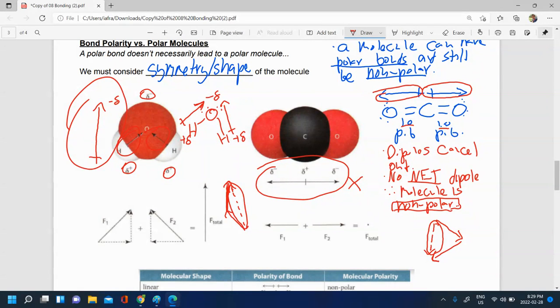Now, we won't always have to draw vectors out like that every single time because it's not always as simple. We also have 3D shapes that make it more difficult to draw vectors out. So we just need to become familiar with what shape is considered symmetrical, where cancellation will happen, and what shape is not symmetrical, where cancellation won't happen. So again, the idea is if you have a symmetrical shape, vectors will cancel out and you'll have nonpolar. If you have asymmetrical shape, the vectors will not cancel out and you will be considered polar.